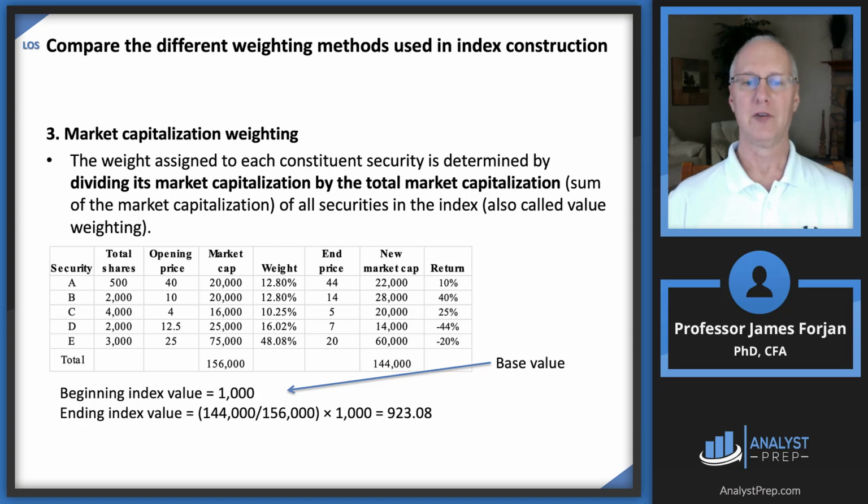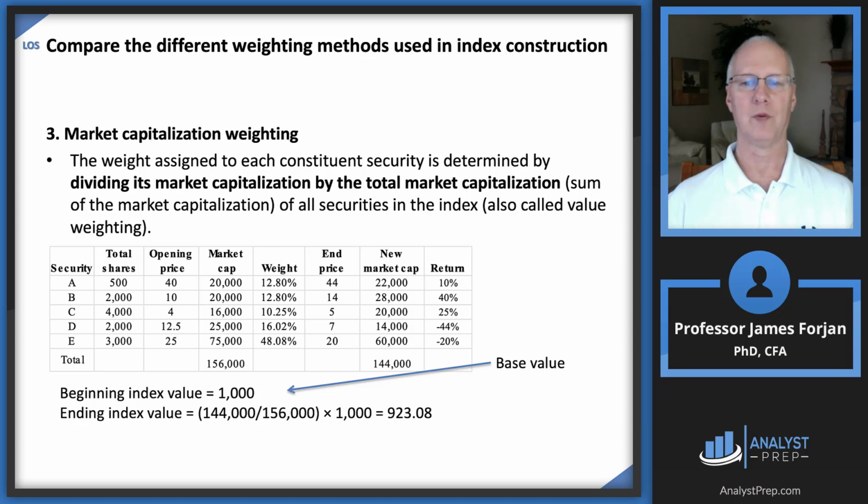All right, and so the weights then are going to be determined by the market cap. So 20 divided by 156 gives you the 12.8. And the 16 divided by 156 gives you the 10.25, and so on. And you do the ending price as well, and there are the individual returns.